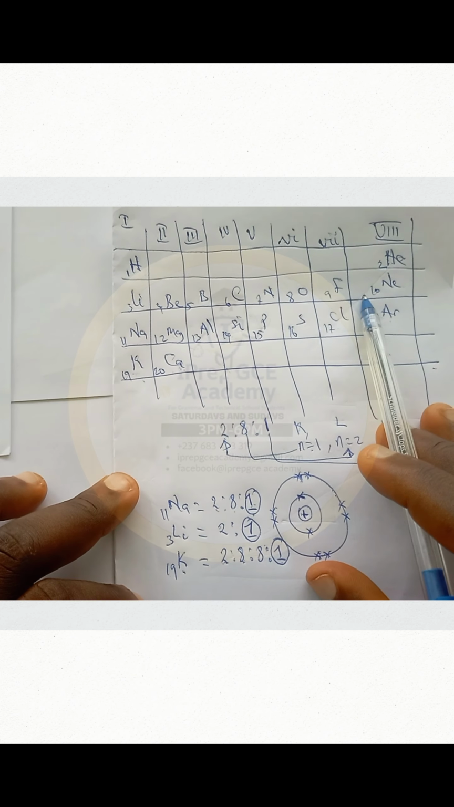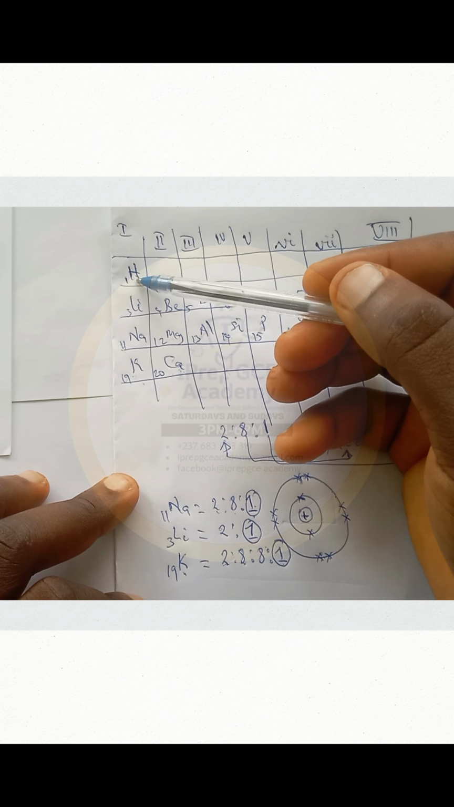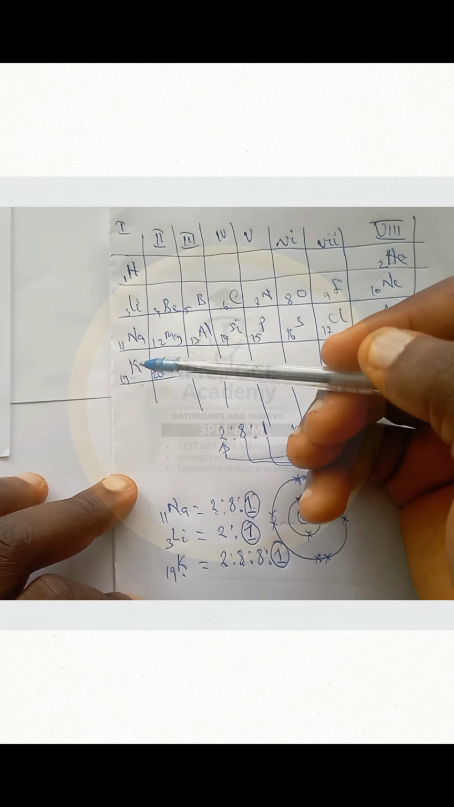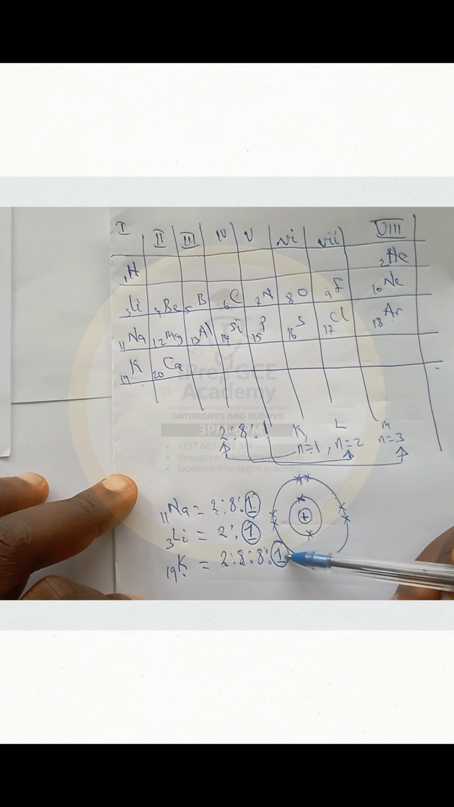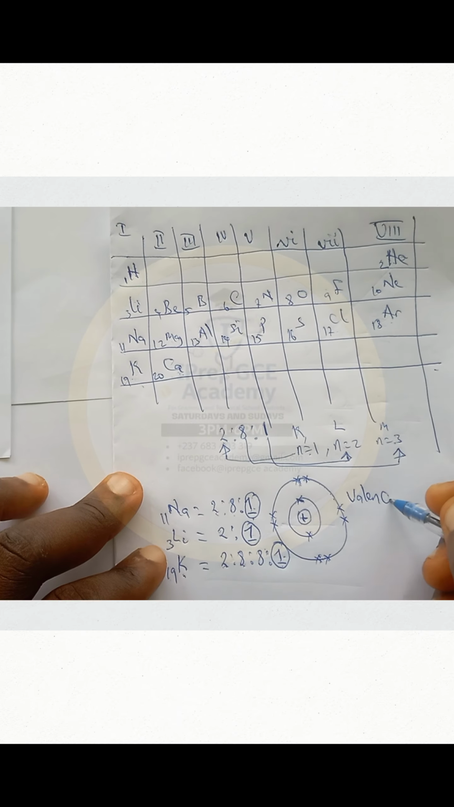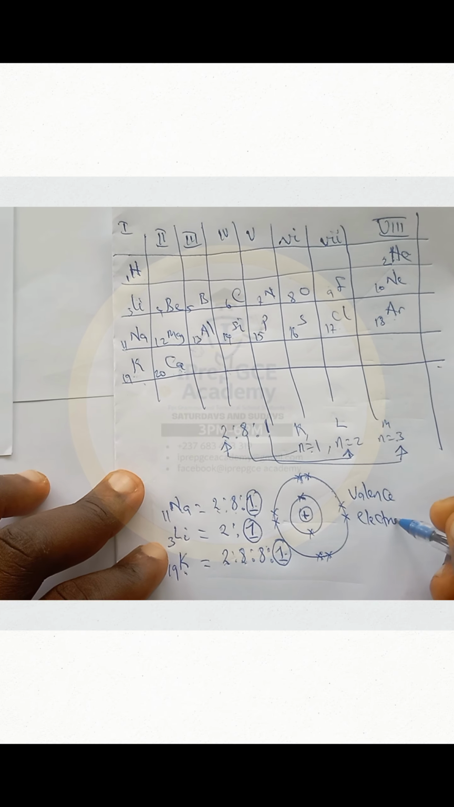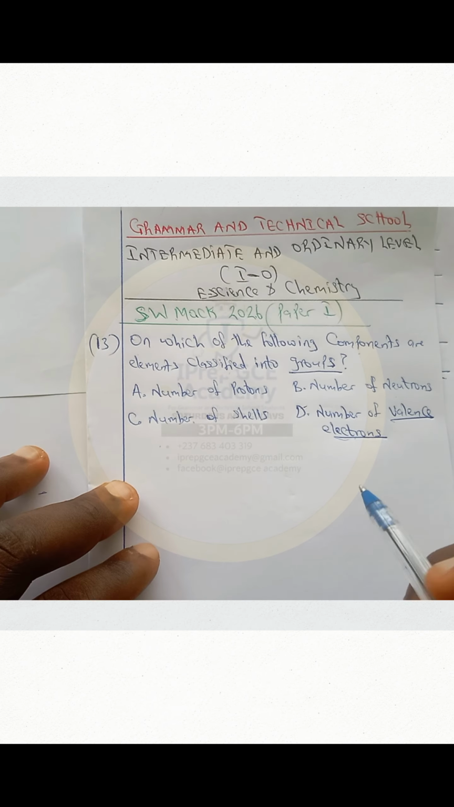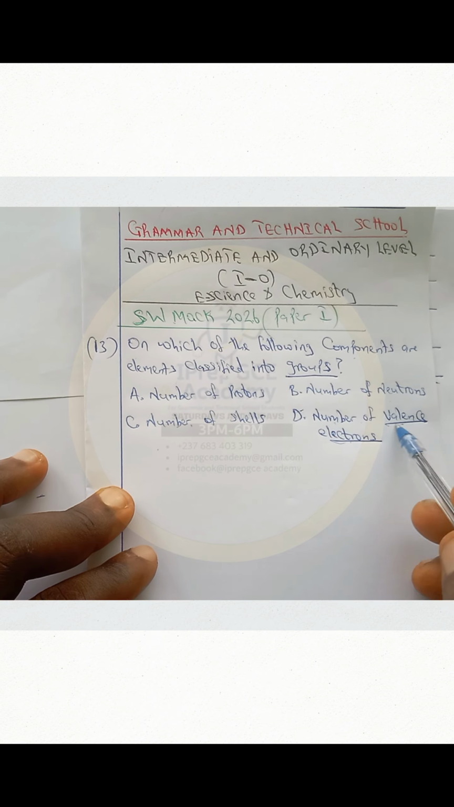So you can notice that all the elements here in group 1, groups are columns, this is group 1: lithium, sodium, potassium, they all have 1 electron in their outermost shell. So elements are placed in the same group based on the number of valence electrons they have, or the number of electrons in their outermost shell. And so the correct answer option here was number of valence electrons.